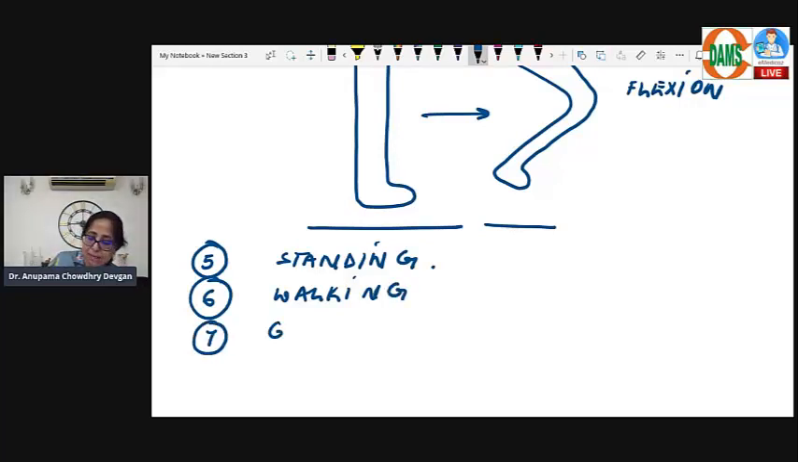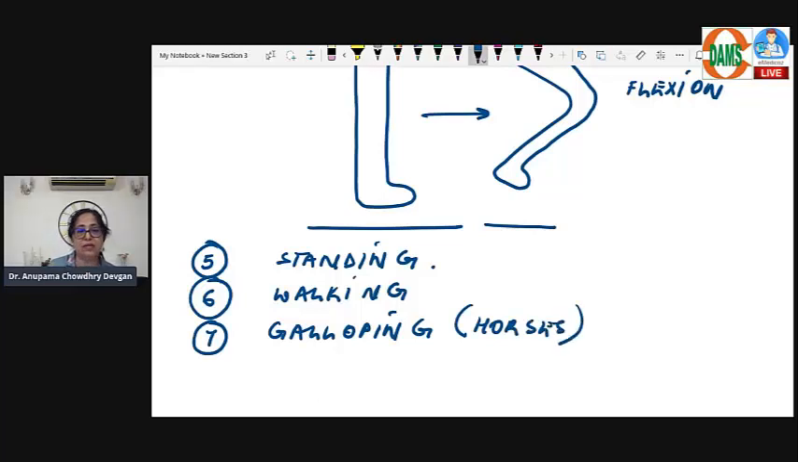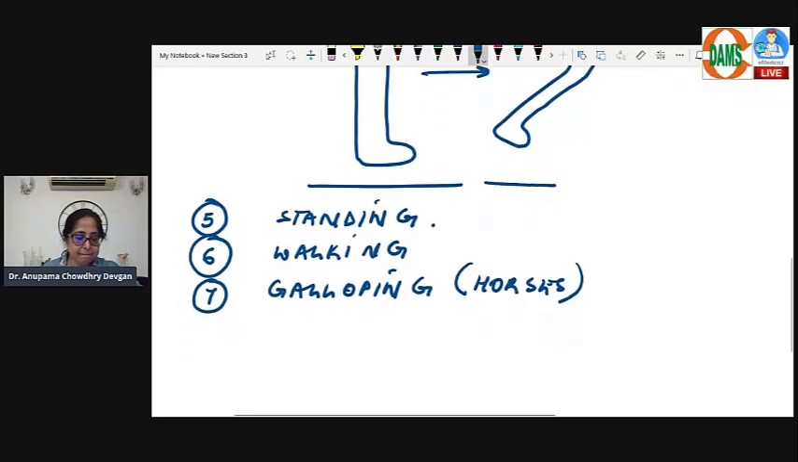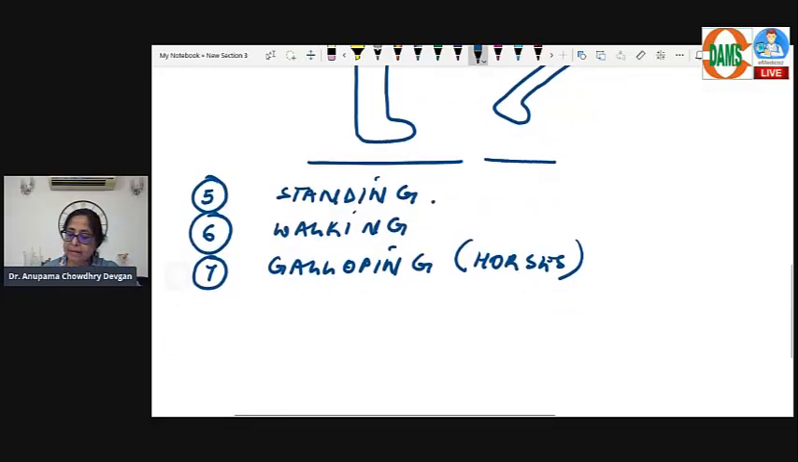Number 7, galloping. Galloping is seen in horses. This is also a spinal reflex. So these are your 7 spinal reflexes: stretch reflex, inverse stretch reflex, positive supporting reaction, negative supporting reaction, standing, walking, galloping. Galloping occurs in horses. These are all spinal reflexes.